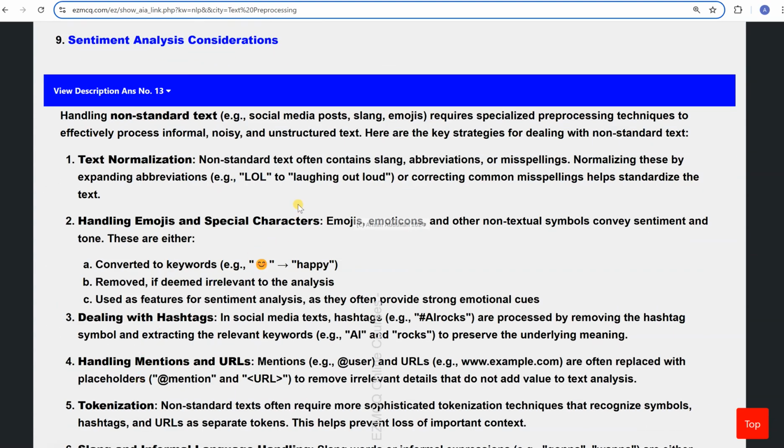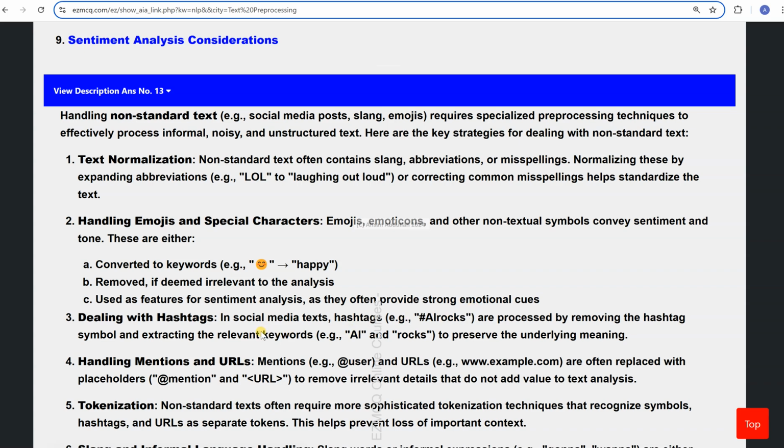For text normalization, for example, LOL is converted to laughing out loud for consistency, and emojis are converted into keywords, for example, into happy. Some things which may be deemed irrelevant for the analysis need to be removed. But for example, in sentiment analysis, certain emojis, if you remove them, carry strong cues for emotional sentiment, so that could be a loss also.